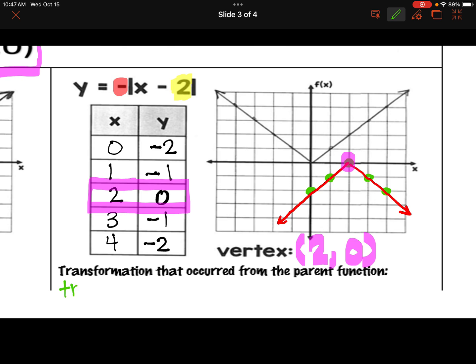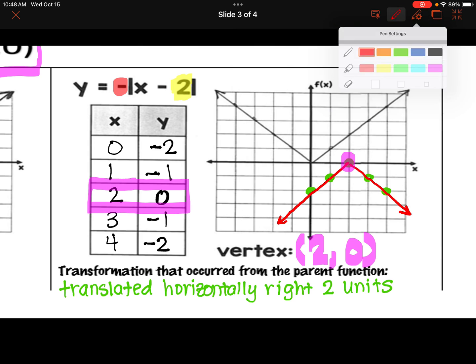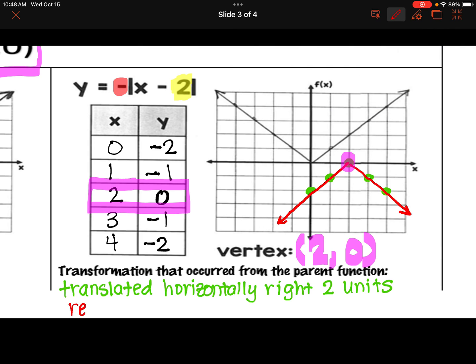First, it was translated horizontally right 2 units. And then that negative A value also told me that it was reflected over the x-axis.